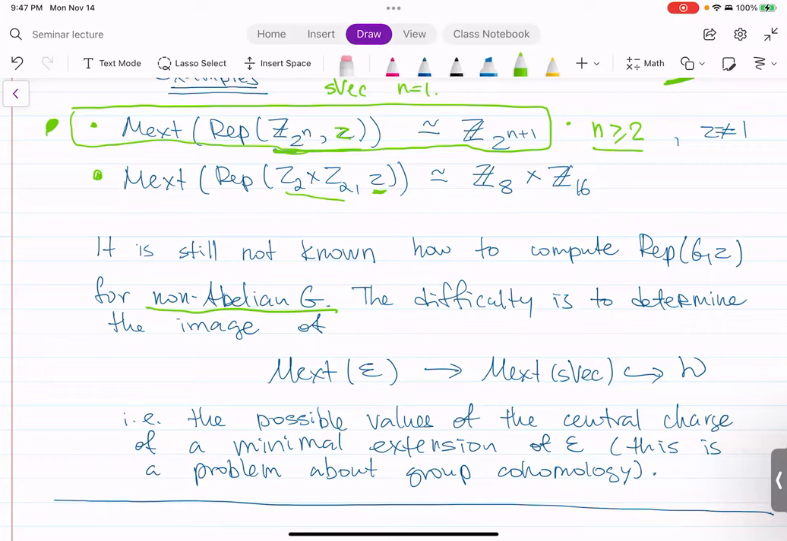One thing, in the spirit of that long exact sequence, is that we want to understand the image of this map from the group of minimal extensions to the Witt group. Now, I did not discuss this, but this map factors through the group of minimal extensions over SVEC, which I already mentioned is the 16. As such, this map is identified with taking the central charge. What needs to be done is to explain what are the possible values of the central charge for minimal extensions of a particular super Tannakian category. We know that it's some subgroup of the 16, but it could have order 8, 4, 2, possibly 1, and I'm not sure which order occurs for which super Tannakian category.